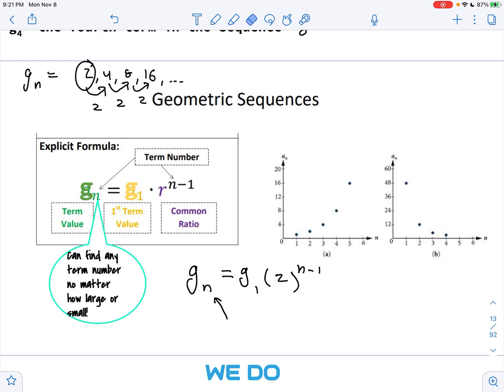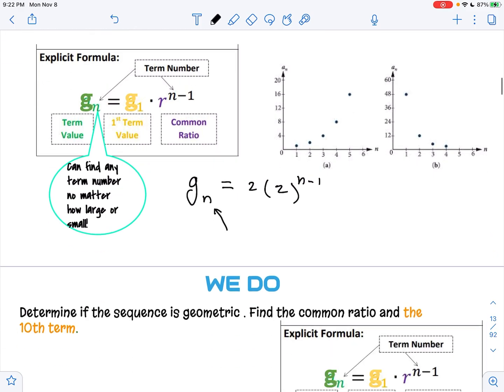So if I wanted to write this as an explicit formula, I don't know why I'm saying recursive, it would be 2 times 2 to the n minus 1. 2 is the first term, and it's also the common ratio. So just remember this formula here. So here we go, let's practice this.